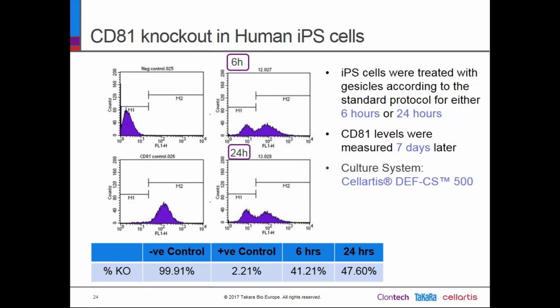To culture the human iPS cells, we used our Cellartis DEF-CS culture system, which is a complete culture system for stem cells that also allows single cell passaging and single cell cloning. Interestingly, following the vesicle delivery, we did not see any toxicity and no effect on the pluripotency of the stem cells. So vesicles are also really suitable for difficult or sensitive cell types.